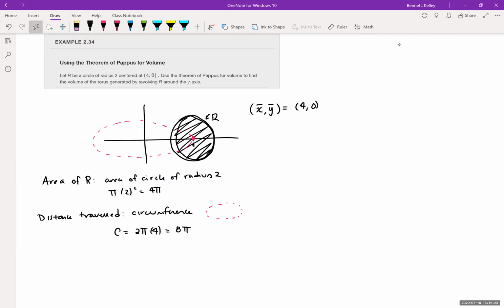Then by our theorem, we know that the volume equals the distance times the area. And our distance was 8 pi. Our area was 4 pi. So our volume is 32, I should write the 2, 32 pi squared. And I'm sure you're wishing you had this earlier when I made you compute the volume of a torus.